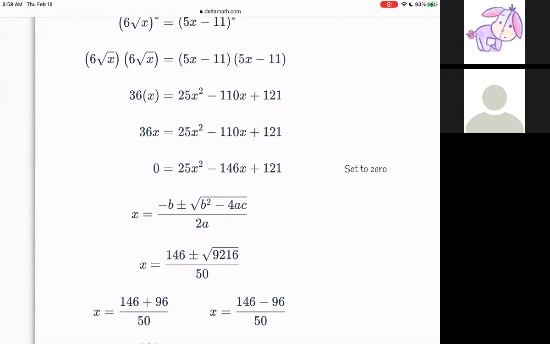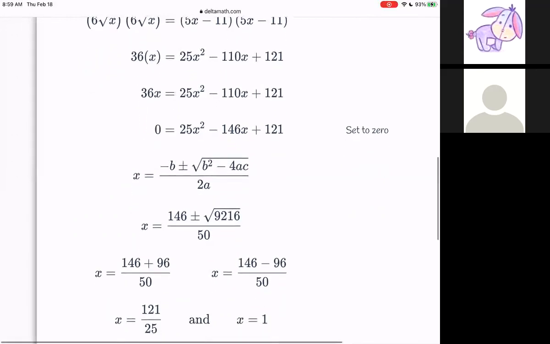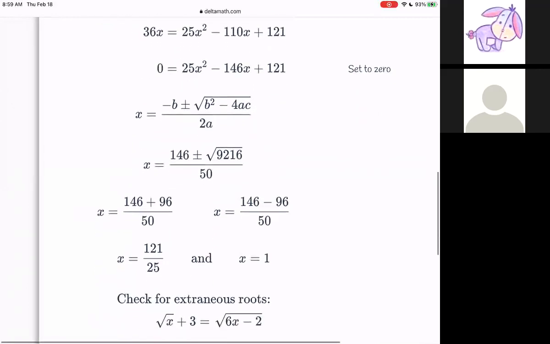Okay, so once we did that part, they simplified for us. We got x is equal to 121 over 25 and x is equal to 1. So these are two possible answers. We are not done yet. We need to plug these into the original function so that we can see if it actually gives us a true statement. So let's see which one they tried first.